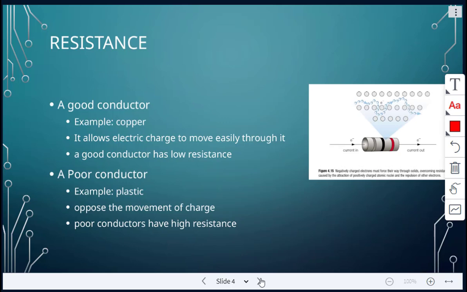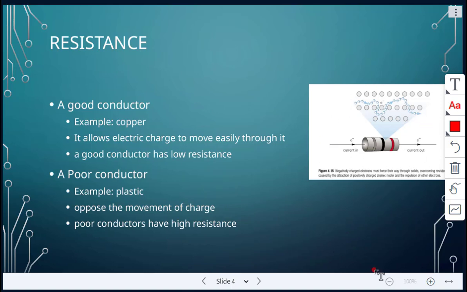All right, so here, just examining again a good conductor and a poor conductor. We've talked about this a little bit already. Copper, it's a metal. It's an example of a good conductor because it allows electric charge to move through it easily, so therefore it has low resistance. A poor conductor, something like plastic or glass, is going to oppose a movement of charge, so therefore poor conductors will have high resistance.